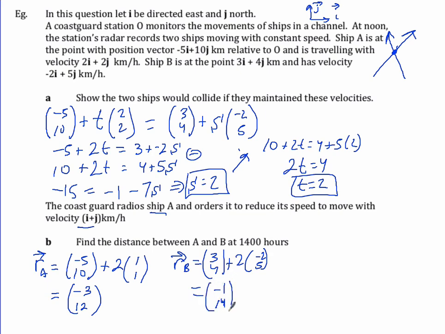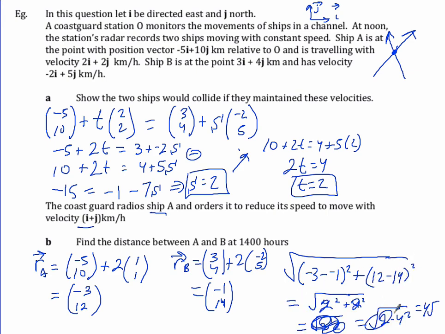Okay, then we can just use the distance formula. Square root of (-3 minus -1) squared plus (12 minus 14) squared. That equals √8, which is 2√2.